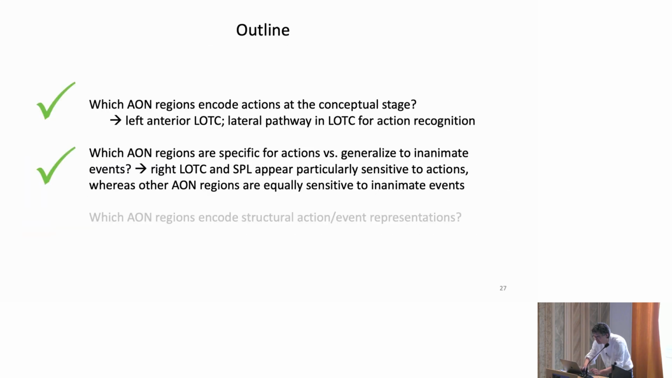So this concludes the second part of my talk. Right LOTC and SPL appear particularly sensitive to actions, whereas other action observation network regions are equally sensitive to inanimate events.